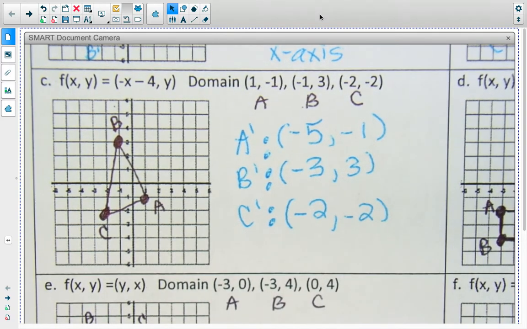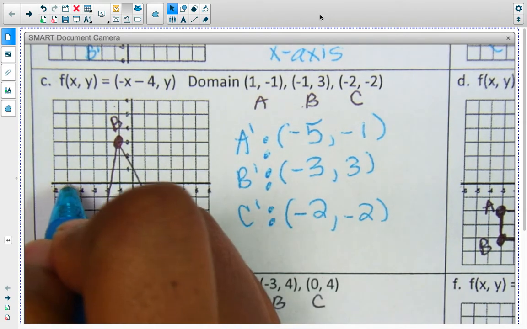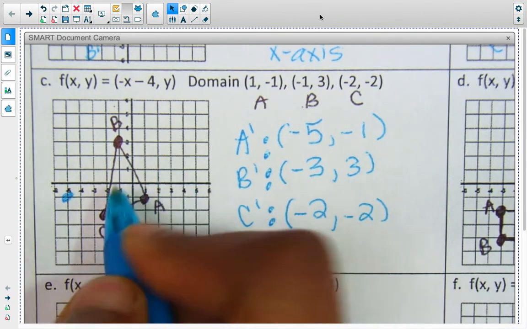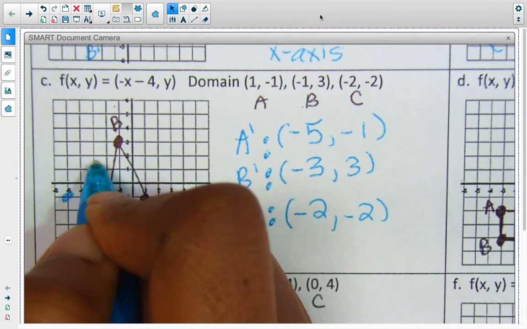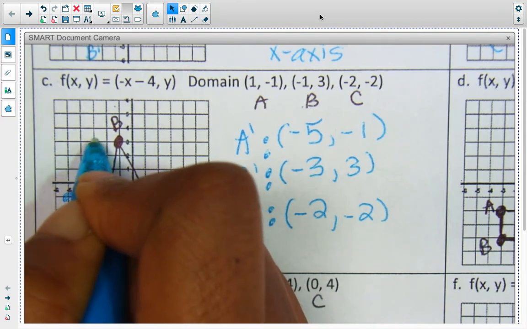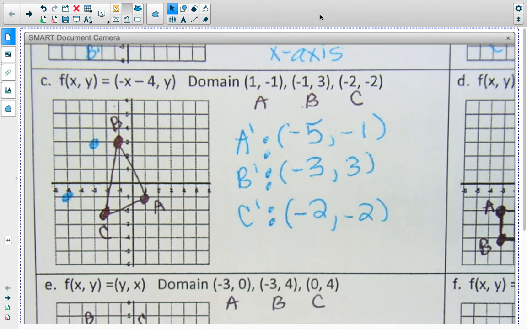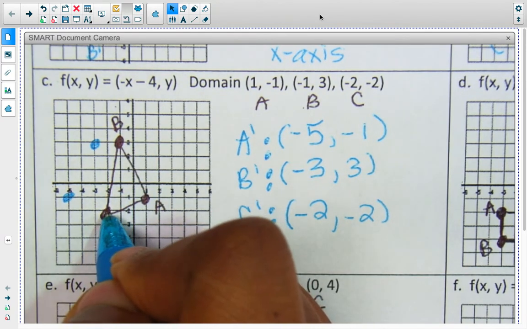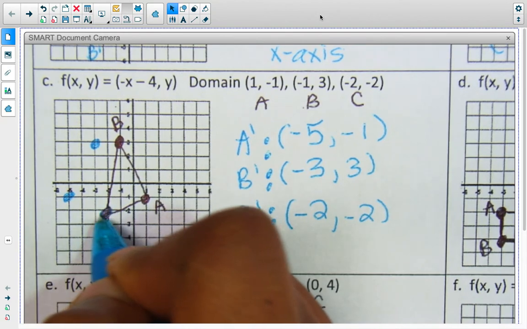Now let's do our thing. We're going to go plot these points. We're going to be plotting masters by the time this is all over with. So we're going to take -5 and -1. I got -3, 3. I got -2, -2. And it falls right on the same point as the other one.